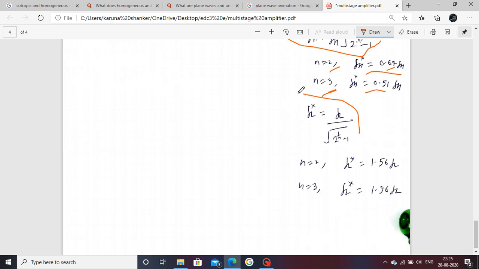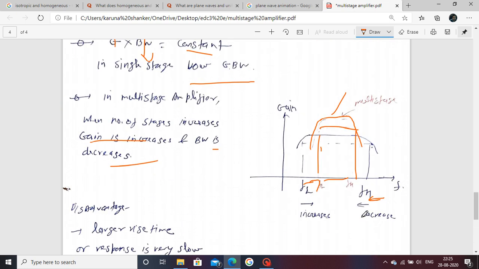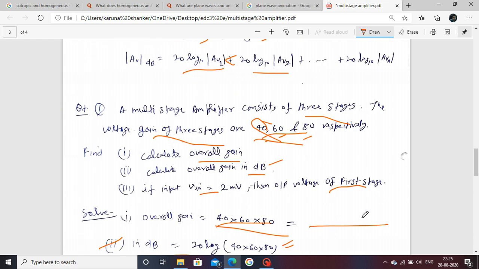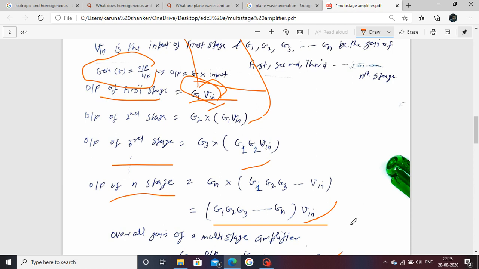Similarly for the lower cutoff frequency, if we take 2 stages, the value is 1.56. If n is equal to 3, meaning 3 stages, it is 1.996. This means the lower cutoff frequency of a multi-stage amplifier increases as the number of stages increases. This is the conclusion of the multi-stage amplifier.